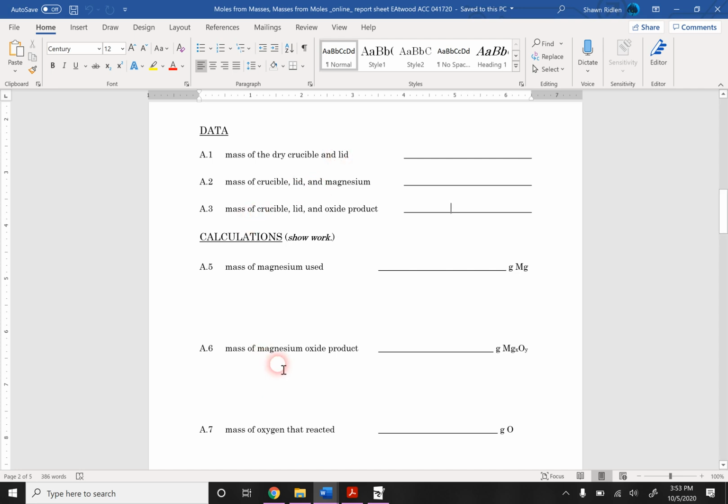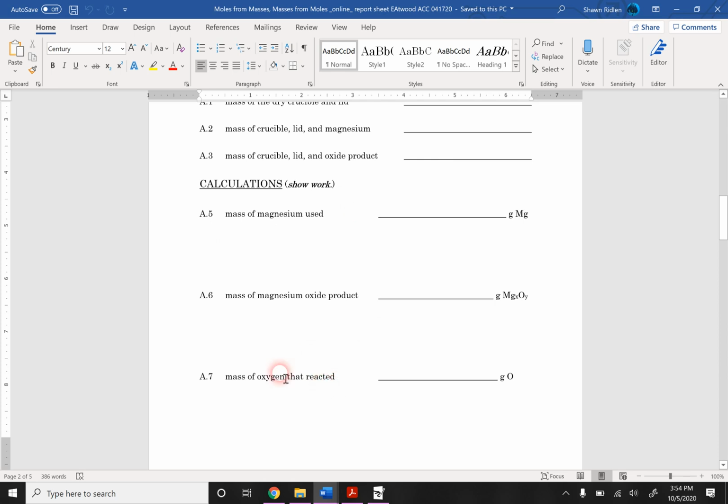So then the next one is, what about the mass of the magnesium oxide product? How will I find that? Again, I will take just the mass of the crucible, lid, and oxide minus the mass of the dry crucible and lid. So that will tell me the entire mass of the oxide product. So that includes magnesium. Please note that that's including the magnesium.